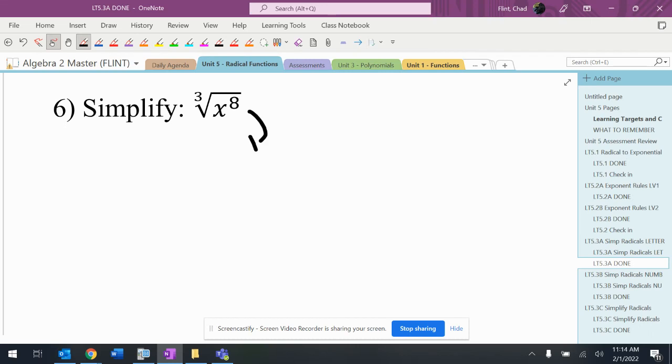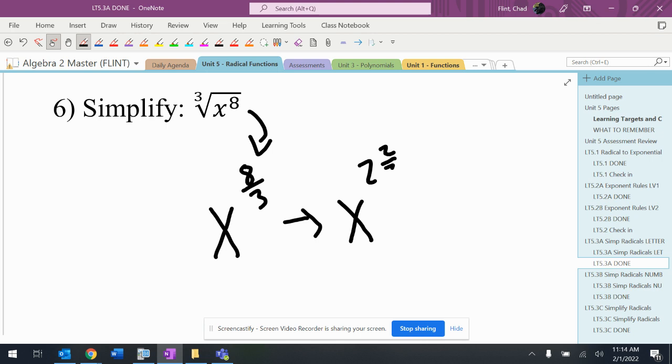So I have to convert this into a fractional exponent. The bottom's going to be a 3 because that's the root. The top's an 8. That does not come out to be a whole number. This is going to give me x to the 2 2/3, which again, I like to split up into x squared and x to the 2/3.